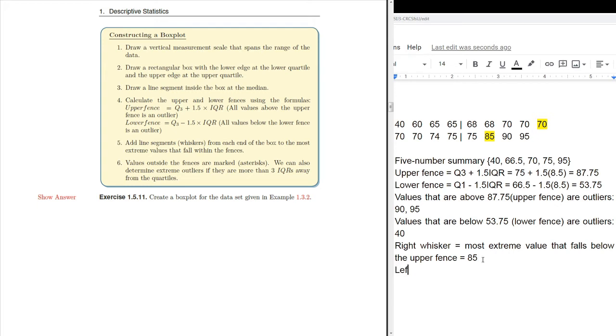To determine the left whisker, we want the most extreme value that falls above the lower fence. So the lower fence was 53.75, which sits in between 40 and 60. And the most extreme value that falls above the lower fence is 60. And so 60 is our left whisker.